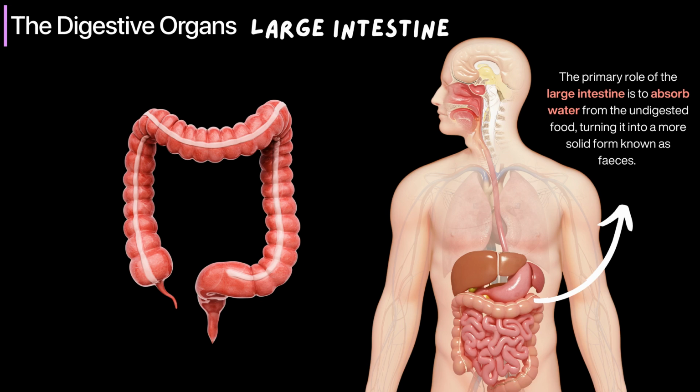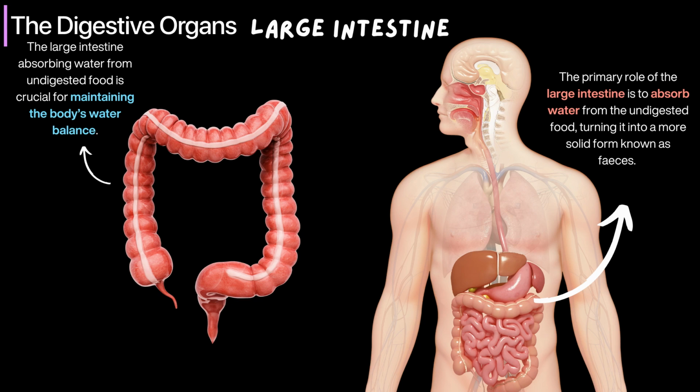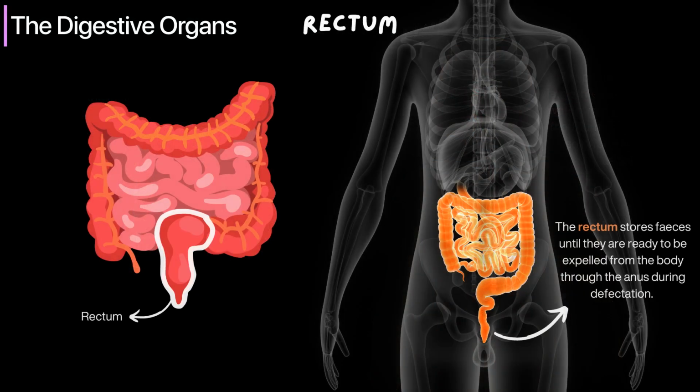The primary role of the large intestine is to absorb water from undigested food, turning it into a more solid form known as feces. This is crucial for maintaining the body's water balance. Finally, the rectum stores feces until they are ready to be expelled from the body through the anus during defecation. There are several organs which food does not directly pass through, but are still involved in digestion.